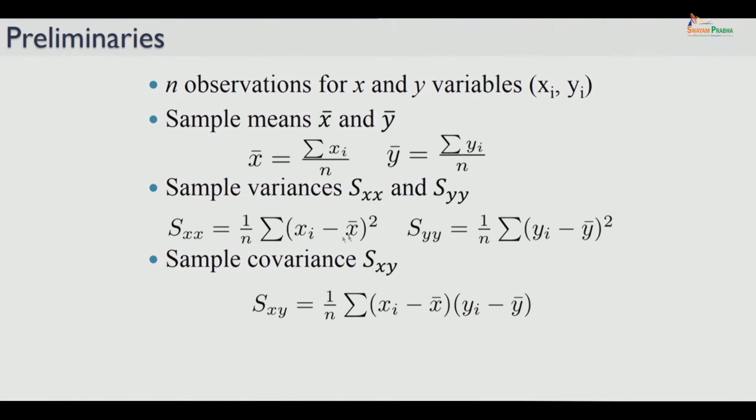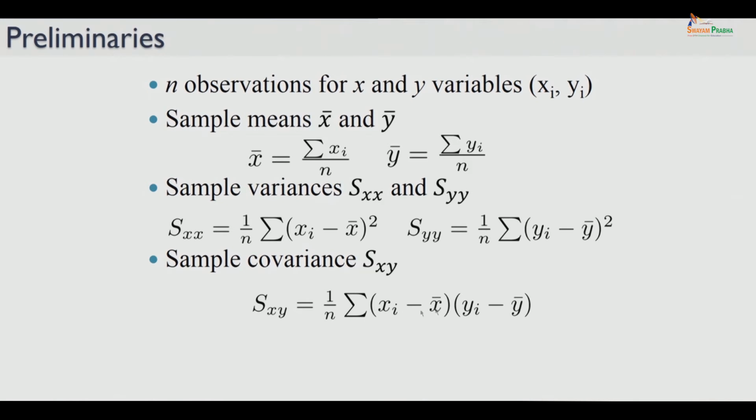We can also define sample variances, which is nothing but the sum of squared deviations of the individual values from the respective means, xi minus x bar whole squared, summed over all the values divided by n or n minus 1 as the case may be. So we define these sample variances sxx and syy, corresponding to the sample variance of x and y. We can also define the cross covariance, which is denoted by sxy, which is nothing but the deviation of xi from x bar and the corresponding deviation of yi from y bar, and the product of this we take and sum over all values and divide by n.